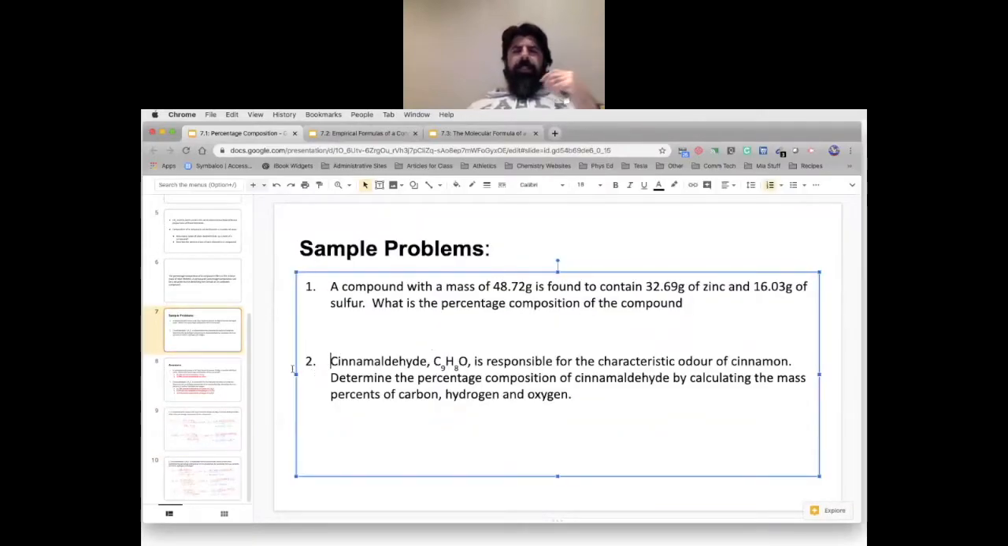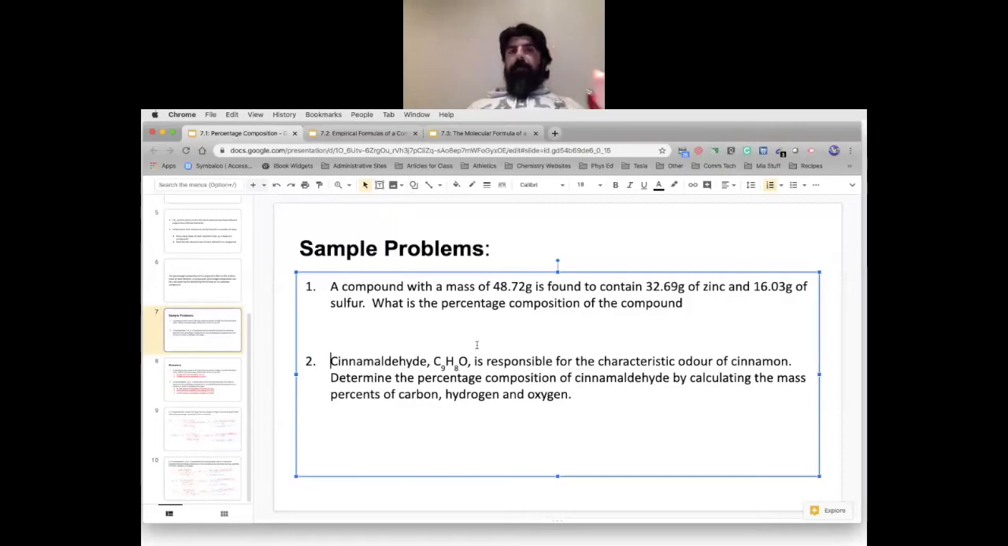So we've got cinnamaldehyde, and the formula is C9H8O. Don't memorize these formulas, okay? The only formulas I expect you to know offhand are ones that are related to what we covered in chapter 4. It's responsible for the characteristic odor of cinnamon. Determine the percent composition of cinnamaldehyde by calculating the mass percents of carbon, hydrogen, and oxygen.